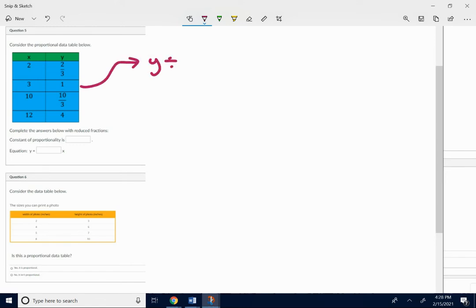Let's just do this second row. Y divided by x would be 1 divided by 3. Just simplify that as a reduced fraction, 1/3. Okay, the equation would be putting that constant of proportionality in between the y equals and the x. So y equals 1/3 x would be the equation.